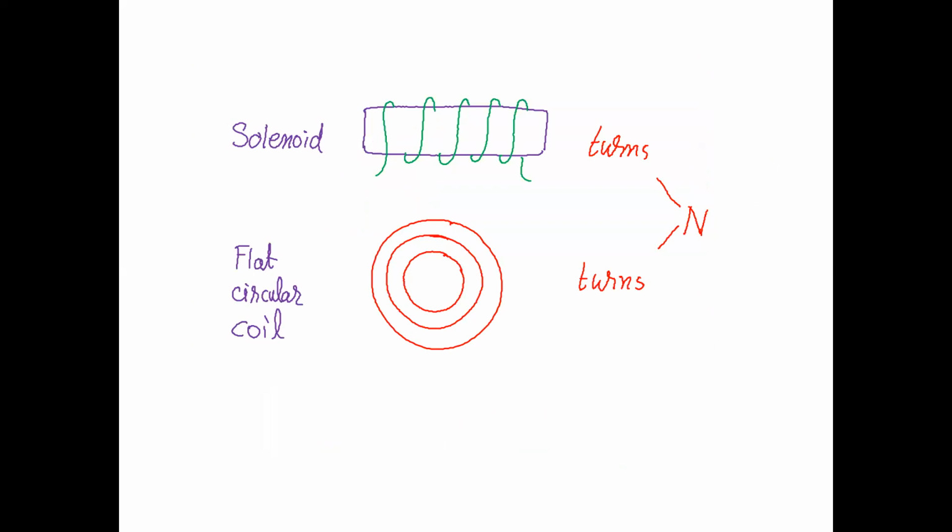Now, solenoid was in our O level, and this flat circular coil is something which is coming more in A level. It is like a circular shaped wire, circles in circles, and this is called a flat circular coil. You have to copy this.